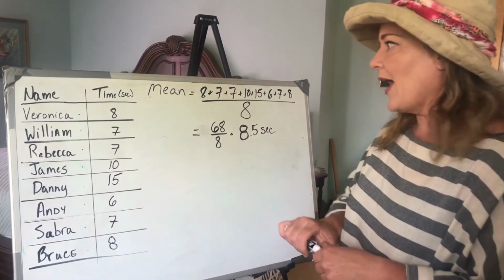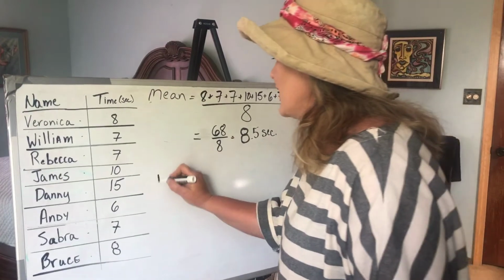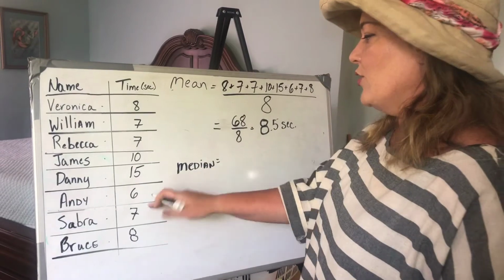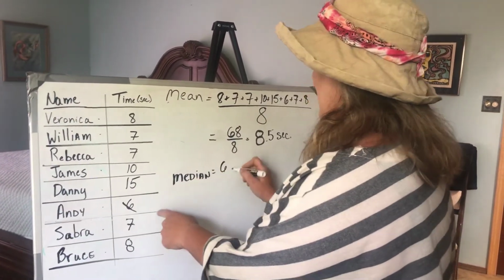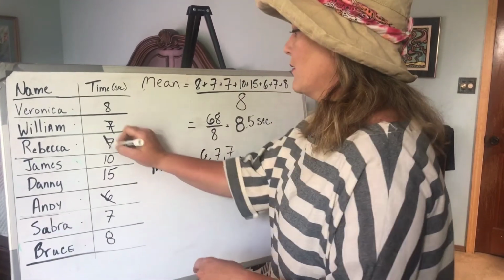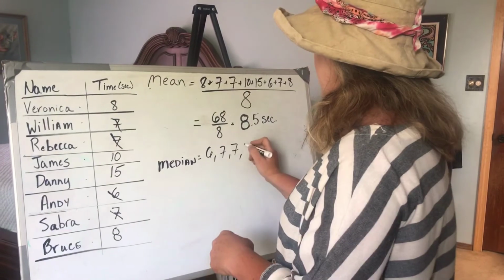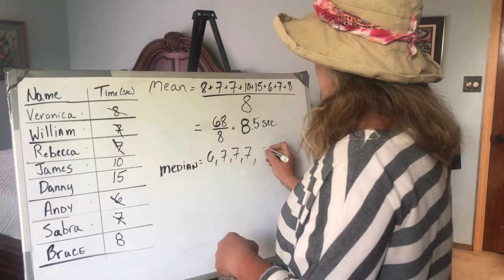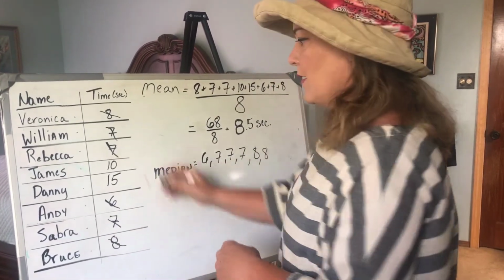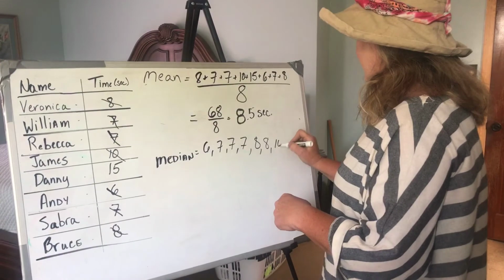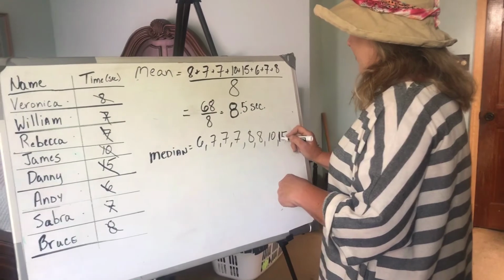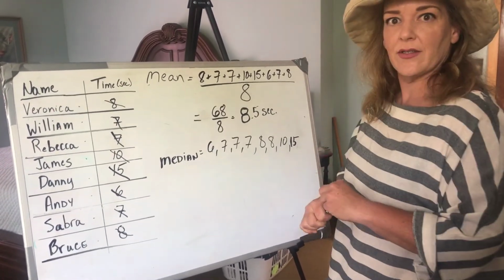Maybe we want to delve into the data a little bit deeper and find the median. So again, when I do the median, I put them out in order, in numeric order. So I have a 6, I have a 7, I have another 7, I have another 7, I have an 8, I have another 8, I have a 10, and I have a 15. Now those are all my times.